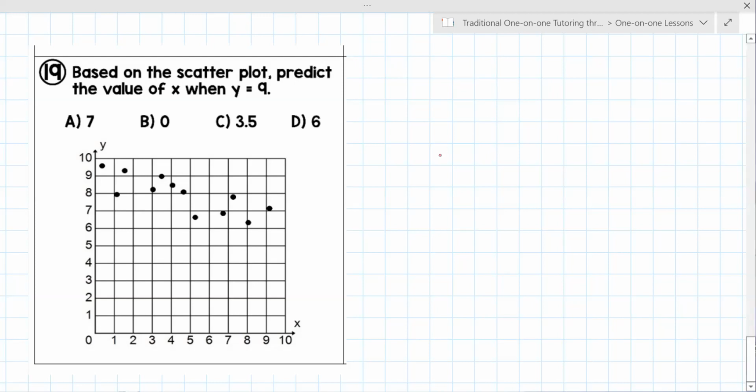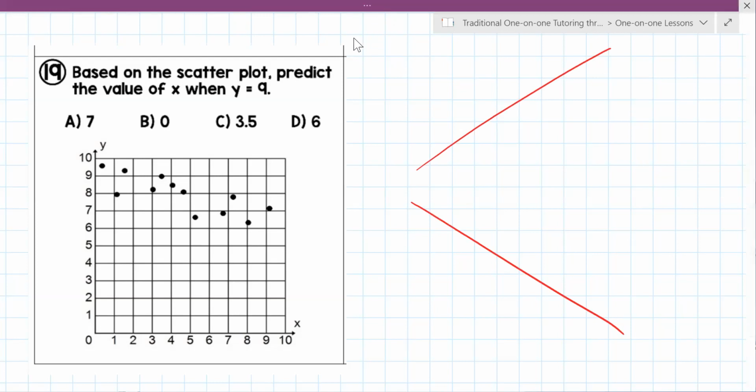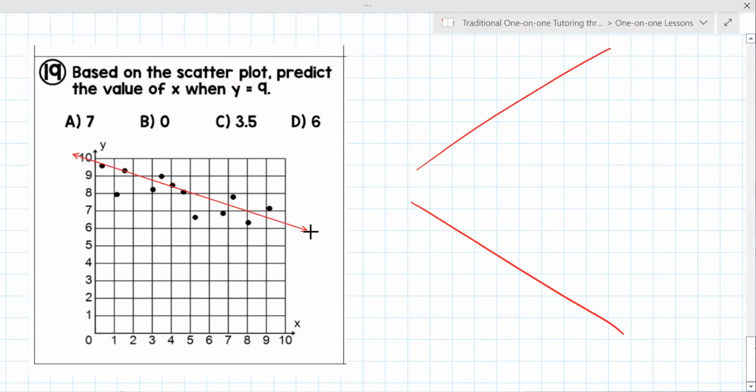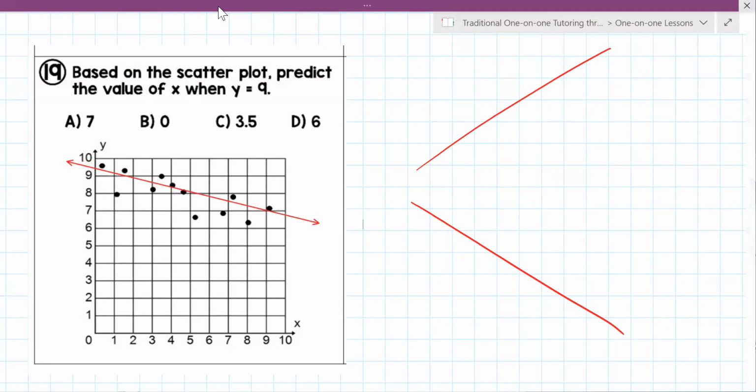So is this graph going up or is it going down? Oh, it's definitely going down. Yes. So let me give my best guess at the line of best fit here. I'm pretty happy with that. Roughly, yeah, pretty happy with that. Maybe come up a little right there. So are they giving you X or Y?